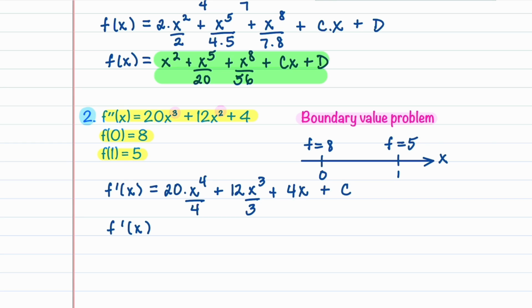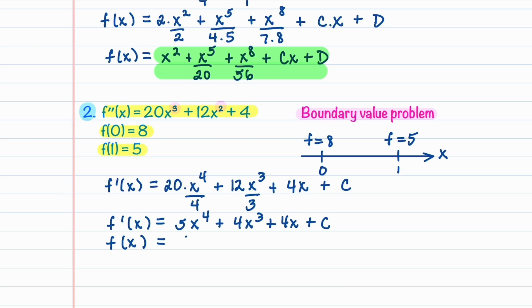F prime of x is equal to 20 divided by 4, which is 5, 5x to the 4th plus 4x cubed plus 4x plus c. You always want to simplify before you take an antiderivative again. Now let's go ahead and find f of x. It's the antiderivative of f prime of x.